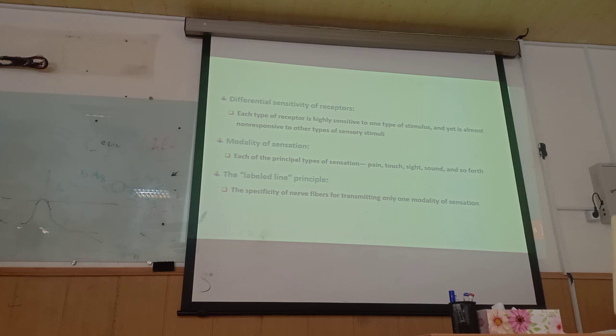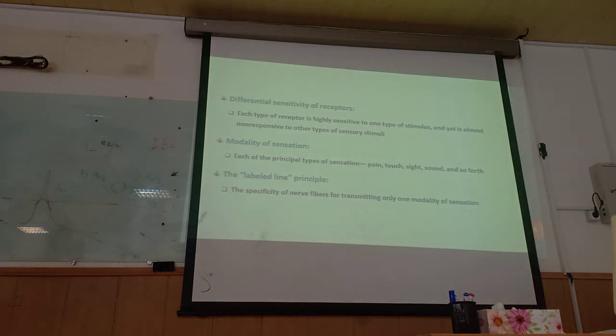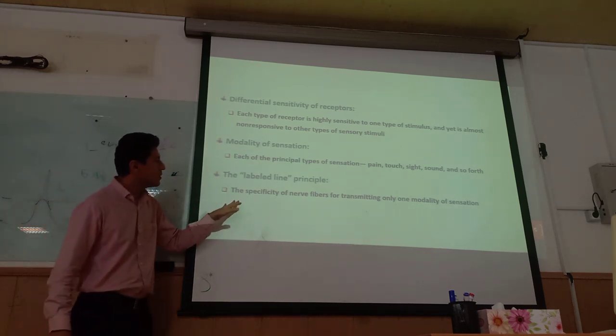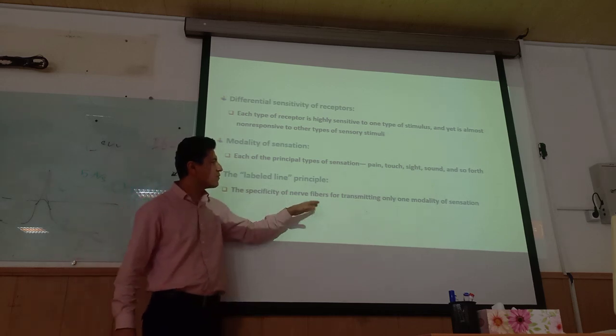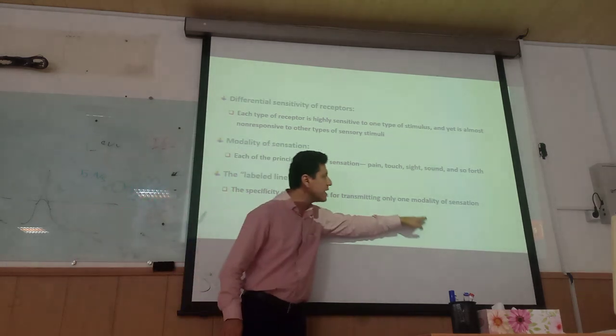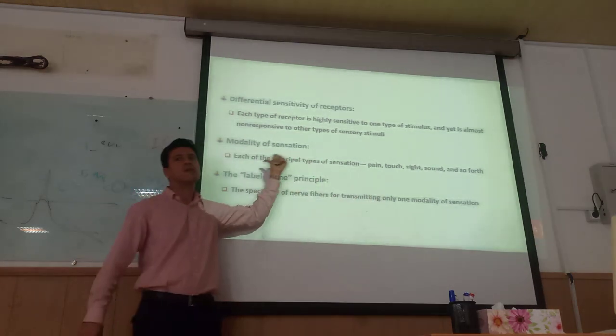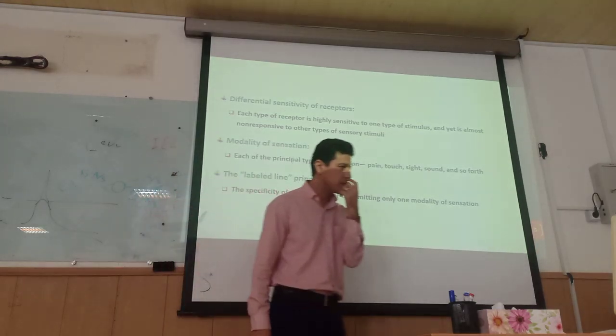So this fiber is labeled for pain, another fiber is labeled for touch, another one is labeled for vision, another one is labeled for, I don't know, blood pressure, for sound, for everything. So we call this the labeled line principle. So specificity of nerve fibers for transmitting only one modality of sensation is called labeled line.